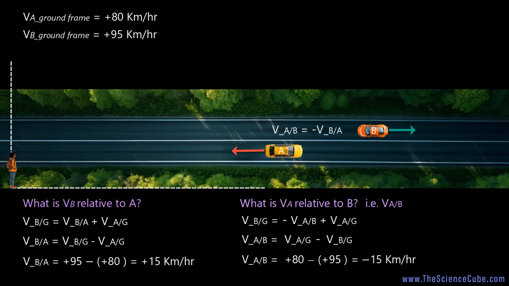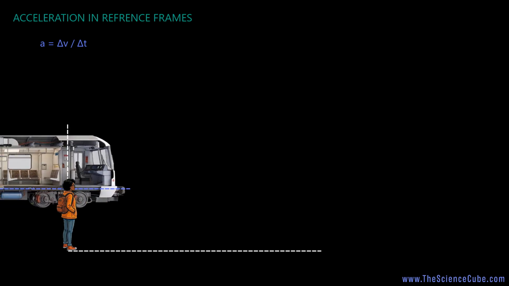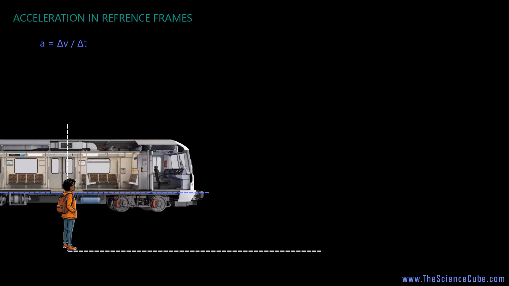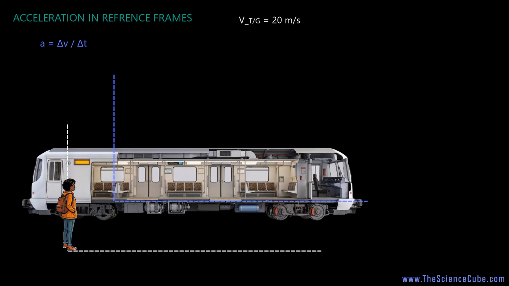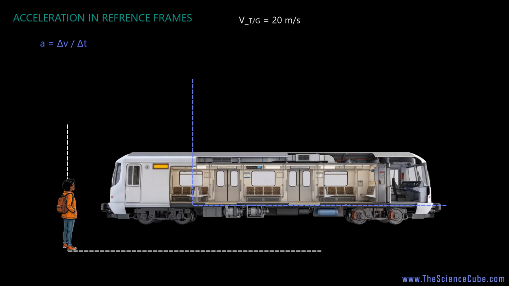This is the big one. Let's think about what happens to acceleration when you change reference frames. Acceleration is the rate of change of velocity. So if I'm moving at a constant velocity relative to you, say I'm the train, moving at 20 meters per second to the right, then any change in velocity that an object experiences is the same in both frames.